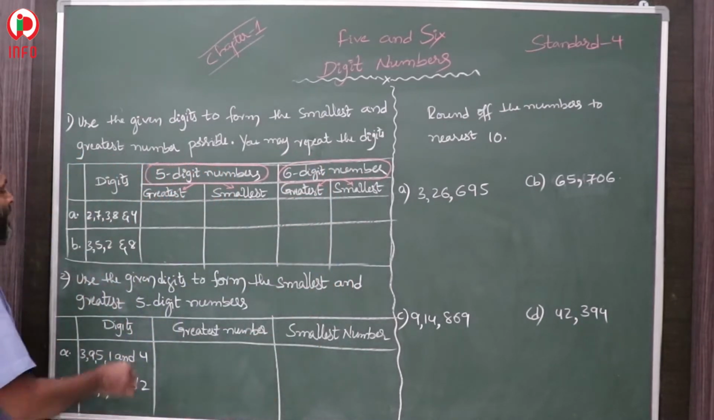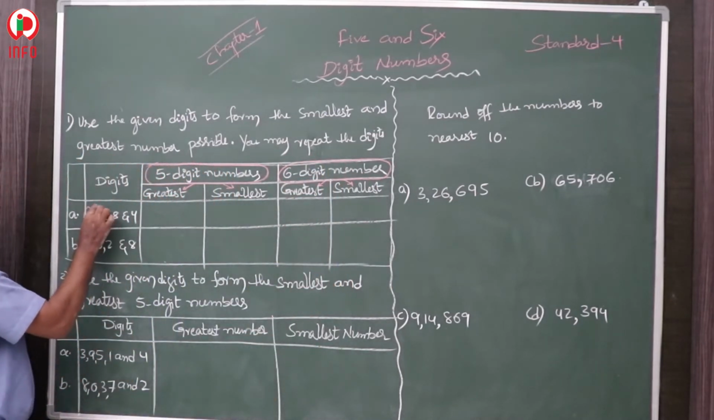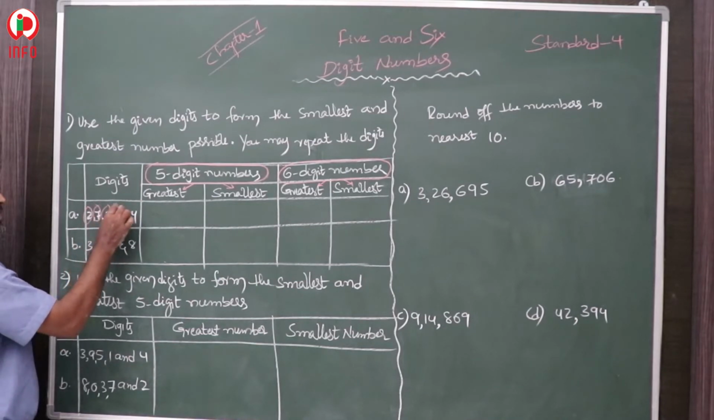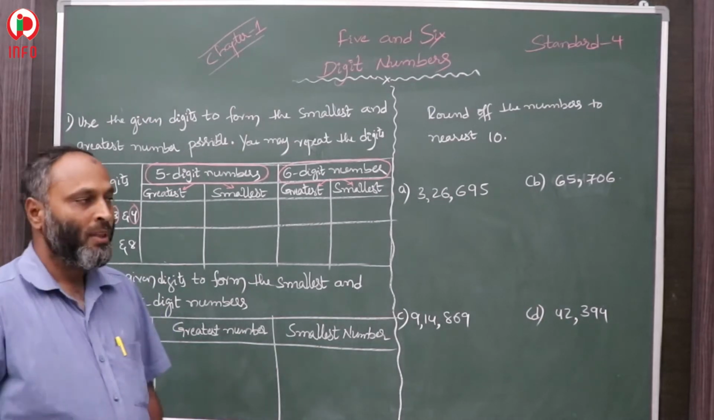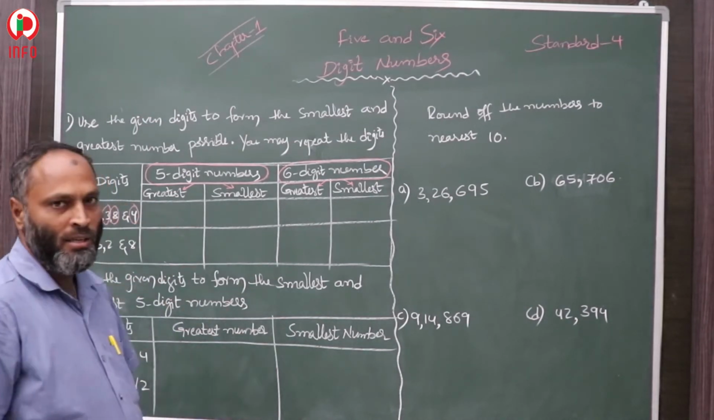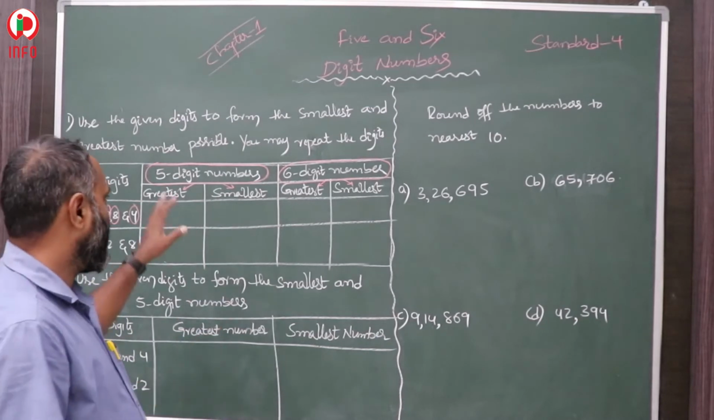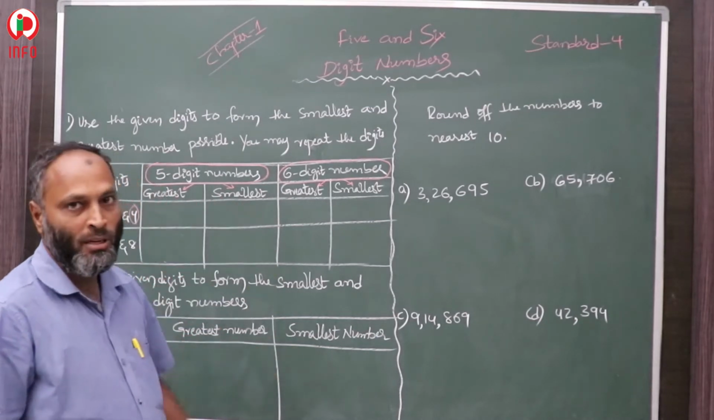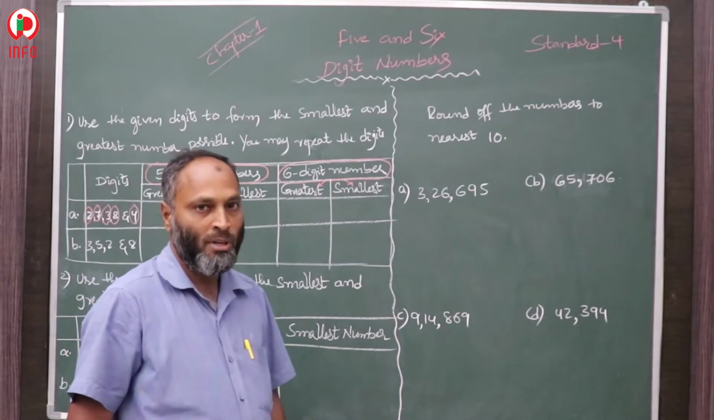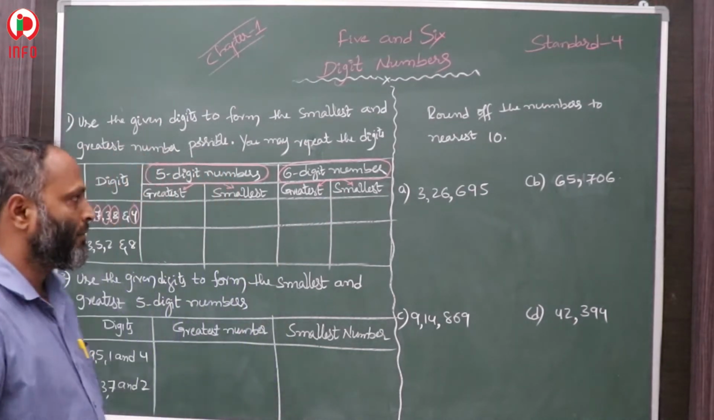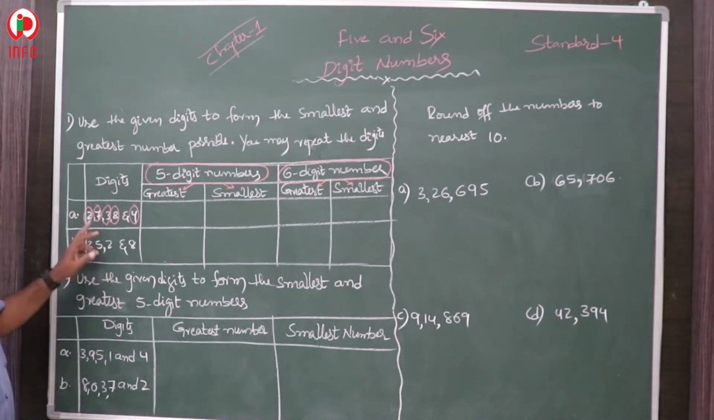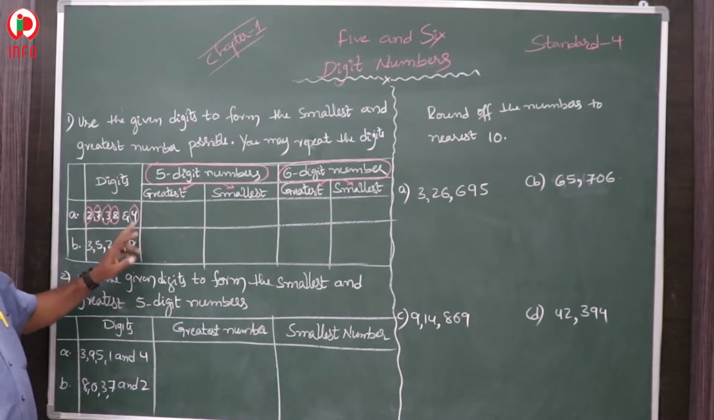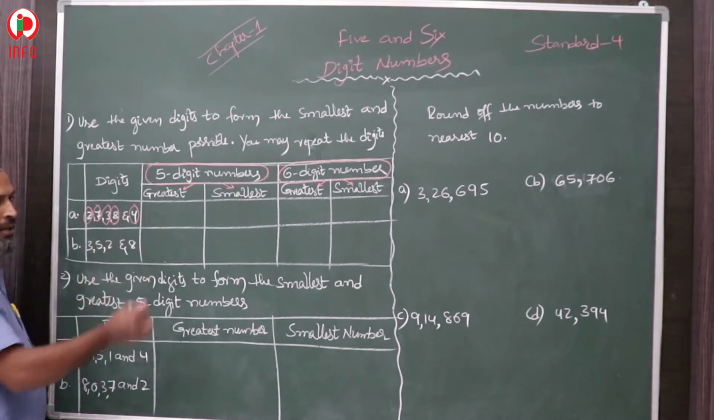Here in the first case the digits given are 2, 7, 3, 8 and 4. These 5 digits were given. Using these 5 digits, we have to make a 5-digit greatest number and smallest number, and a 6-digit greatest number and smallest number. How do we write the 5-digit greatest number first? Here we have 2, 7, 3, 8, 4. First we have to take the biggest number.